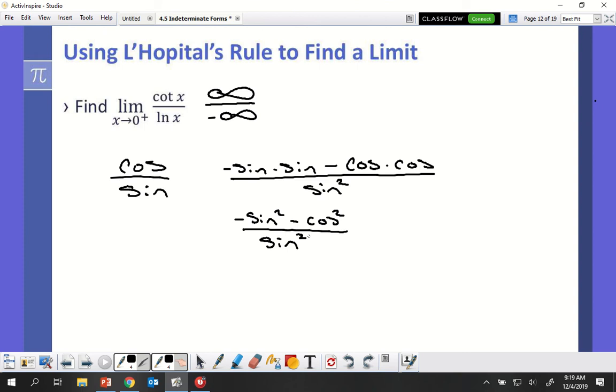Okay. Now, I'm about ready to say an F word right now. You guys better catch that. Factor. What am I factoring out of the top? A -1. You'll see why. You're like, hey, why is he doing that?